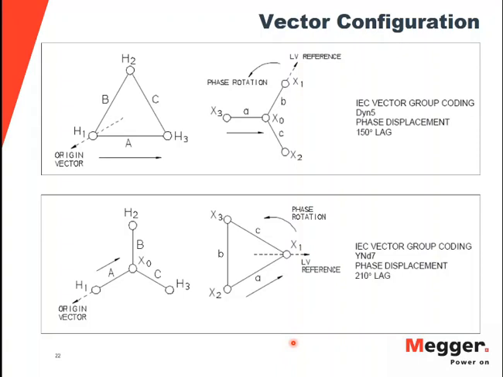So my recommendation is to perform both tests, H1-H0 resistance and H1-X1 resistance. The reason I'm saying that is that when you do the winding resistance, you're not only measuring the resistance of the winding, you're also measuring the lead that is coming from the winding through the conductor and through the center conductor to the top of the bushing.